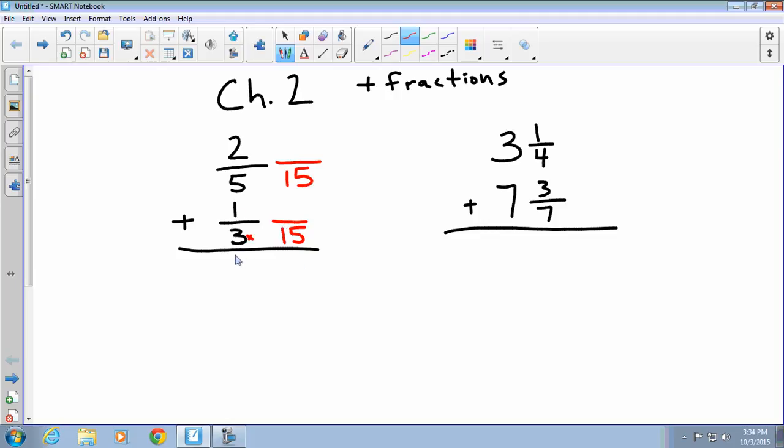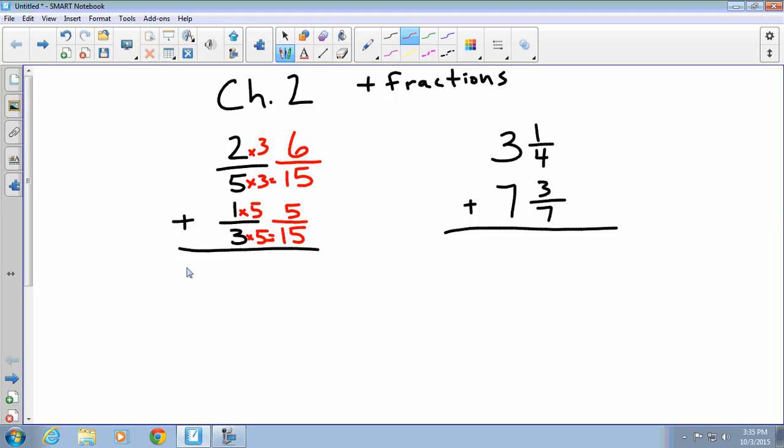Now we have to do 3 times what gets us to 15? That would be 3 times 5 is 15. So because I use the 5 on the bottom, I'm going to use the 5 on the top. So 1 times 5 is 5. So another way of saying 1/3 would be 5 over 15. 5 times 3 gets me to 15. And if I use the 3 on the bottom, 2 times 3 gets me to 6.